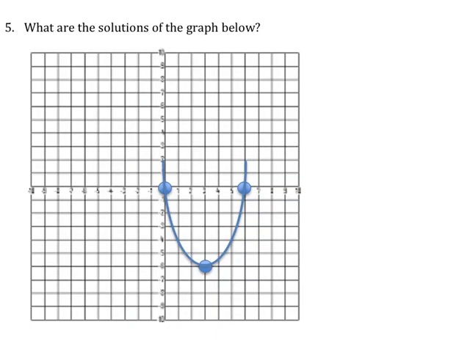What are the solutions of the graph? Remember, solutions are what x equals when y is 0. So those will be our x-intercepts. So that's x equals 0 and x equals 6.